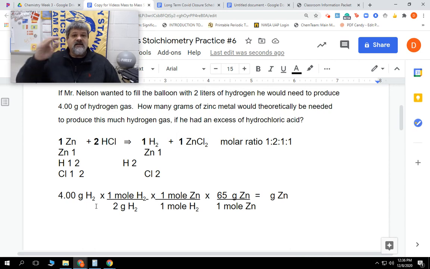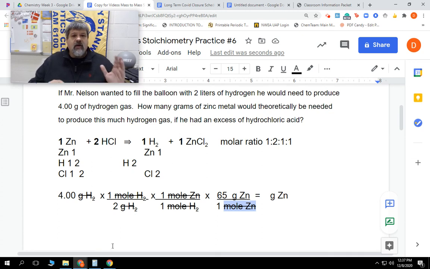Now remember, anything that's on top and on bottom, we can get rid of. So grams of hydrogen gas, I have it on top, and I also have it on bottom, so we can get rid of it. Moles of hydrogen gas, I have it on top, I also have it on bottom, I can get rid of it. And again, remember, this is a nice way to see if you didn't make a mistake. I have moles of zinc here, and I have moles of zinc down here. Okay, the only thing that I have left is our grams of zinc. So now all we have to do is the math.